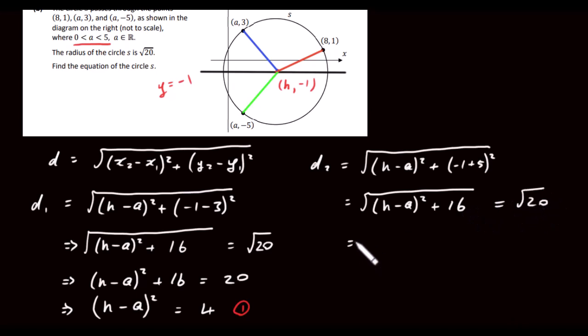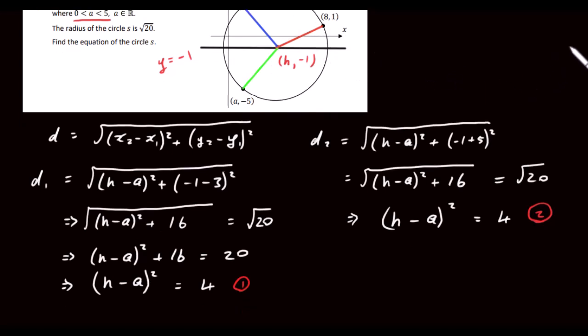So yeah, we're going to end up with the same thing here. So that just means then that, well, squaring both sides, you're going to get (h minus a) squared plus 16 is equal to 20. Bring the 16 over and you get 4. So that's really the same as this one here. So that's not really going to do anything for us. So hopefully this one will do something here. So I'm going to look at the center point and this one here now, (8, 1). So let's call this distance number 3.